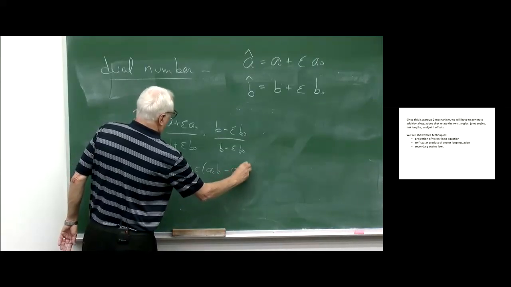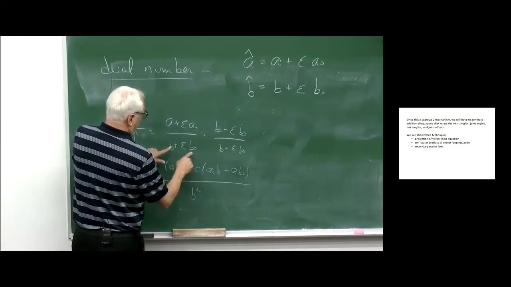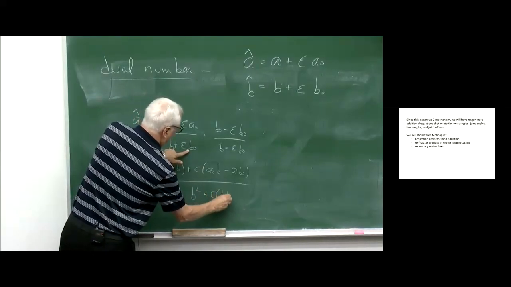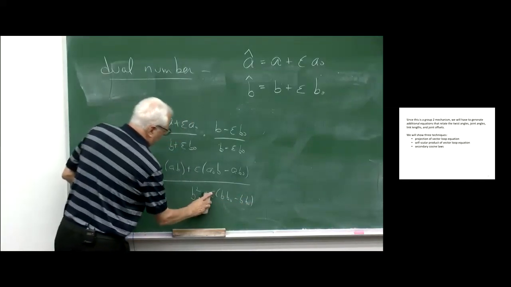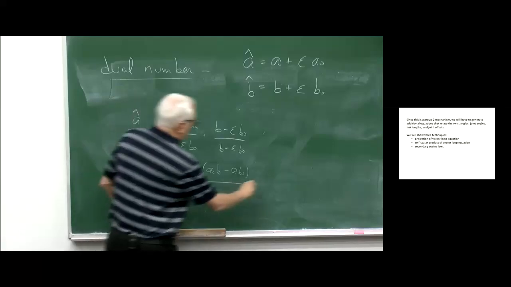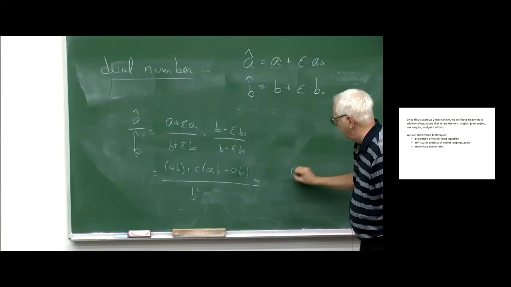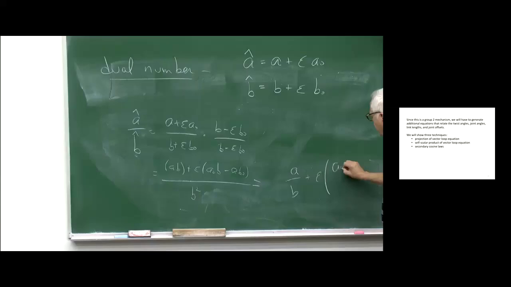minus a b naught. In the denominator, we're going to get b squared, and then I've got epsilon times bb naught, and then I've got epsilon times minus bb naught, so the denominator just goes to b squared. So I wind up with, let's see, ab over b squared is going to be a over b plus epsilon times a naught b minus a b naught over b squared. So no magic or anything.